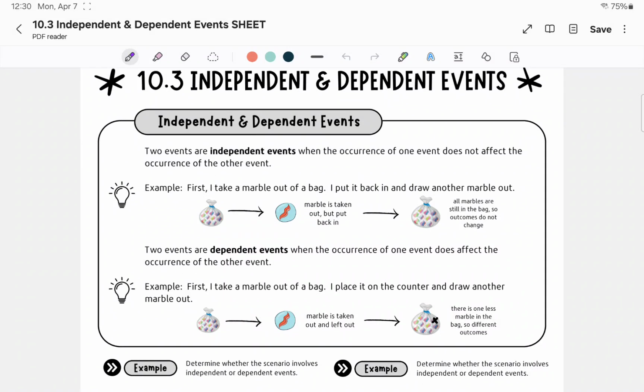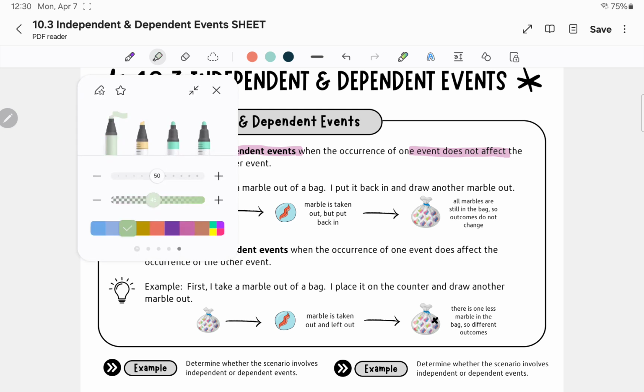Two events are independent when the occurrence of one does not affect the other. For example, in this first one, there's a bag of marbles, a marble is taken out, but it's put back in. Since all marbles are still in the bag, the outcomes do not change. And actually, let's highlight that. Independent events are ones where one event does not affect the other.